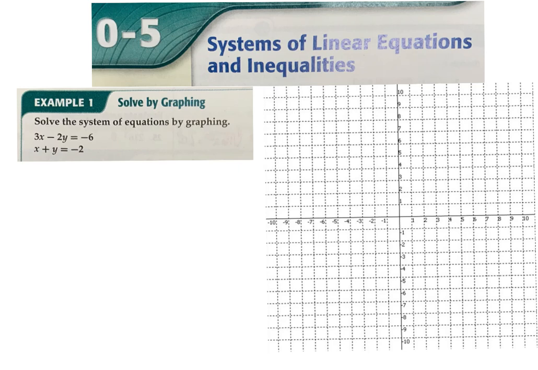Systems of linear equations. So a linear equation, that's just a line. Systems of linear equations, that's two lines. When we say that we are solving a system of linear equations, what we're saying is we want to find the point that works for both of these lines.